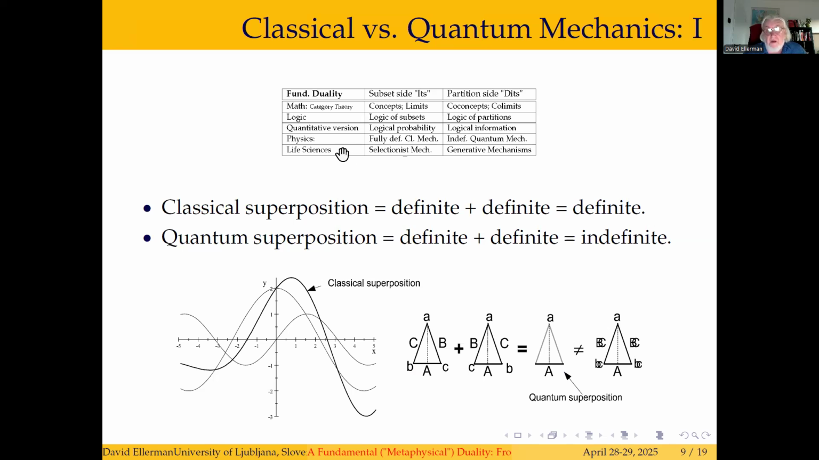So now we move to physics. We've done the quantitative version here. And classical physics is here, all on this subset side. The major point I'm making is that we have developed this side very extensively, and this side is almost undeveloped. As I just said, the logic of partitions is essentially unknown to most logicians. The quantitative version, logical entropy, has gotten some attention, some publications, but is largely unknown. Most people just think of entropy as being Shannon entropy.